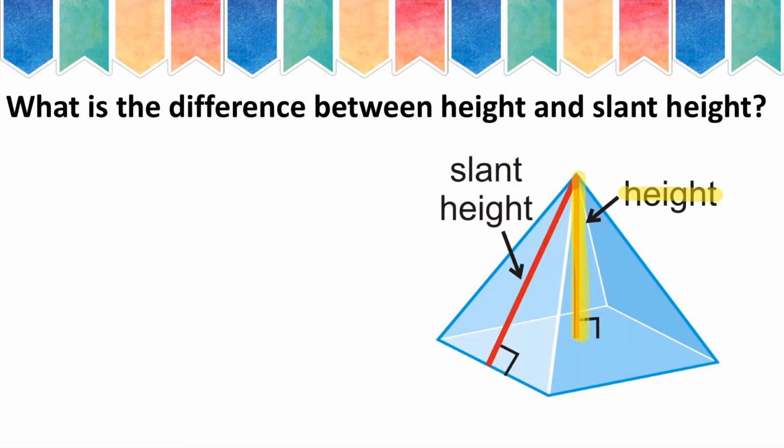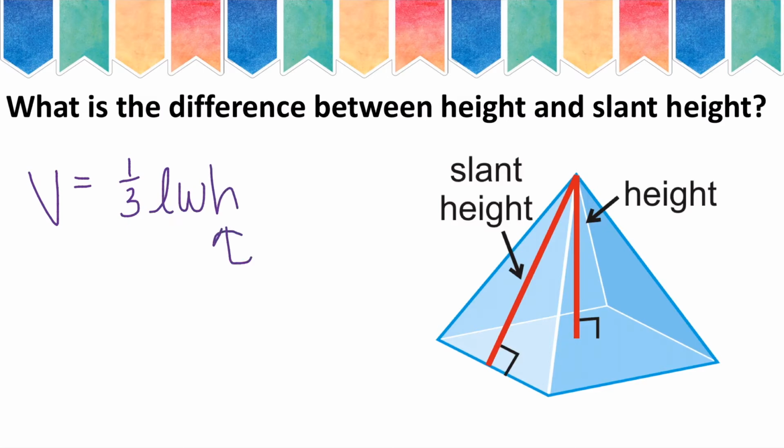Usually our pictures will tell us what the height of the pyramid is, but sometimes we are shown the slant height. So we'll have to do a little bit of extra work, because if I think about the formula for the volume of a pyramid, volume equals 1/3 length times width times height. This H stands for height, not slant height.